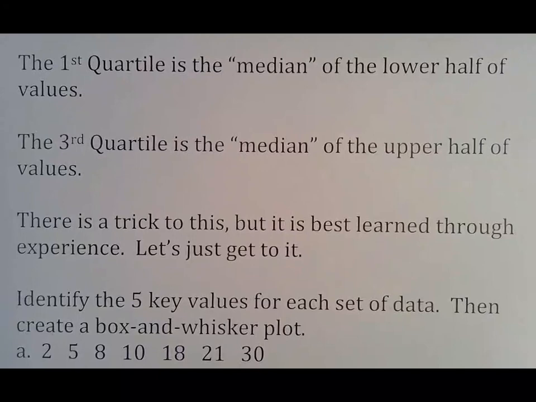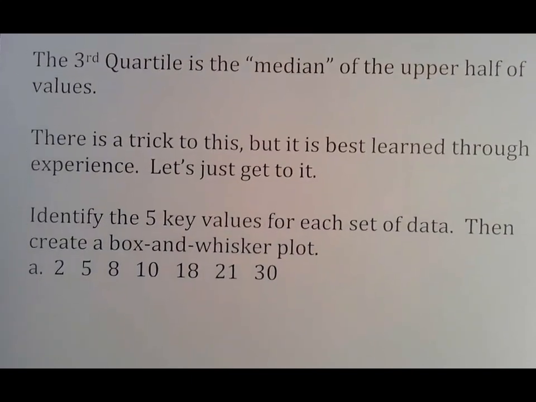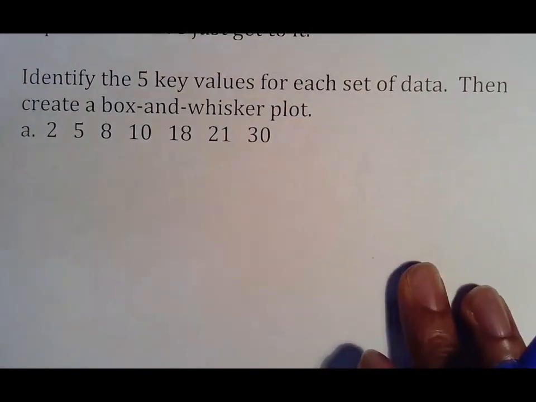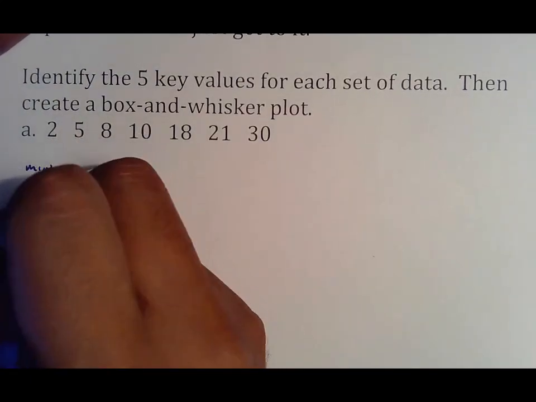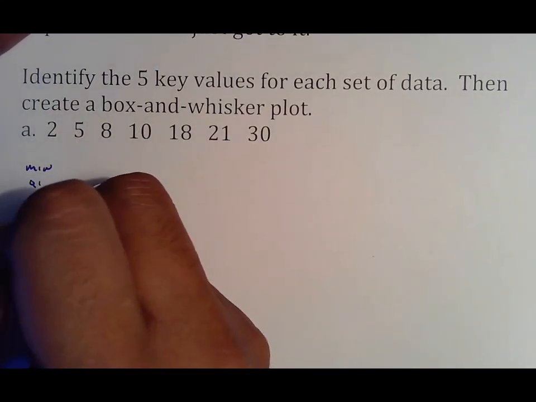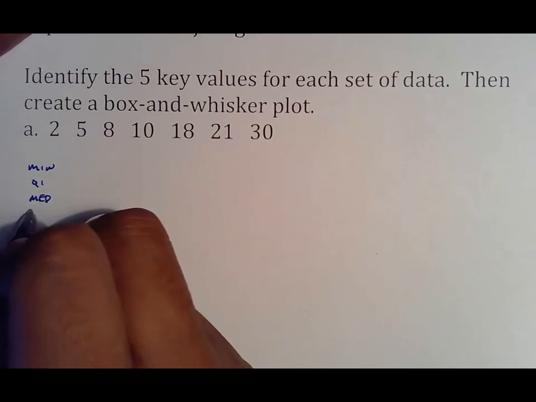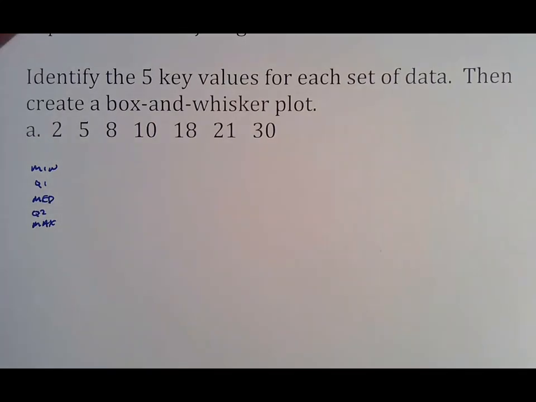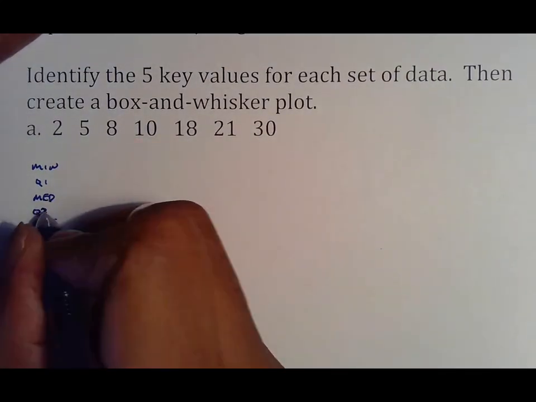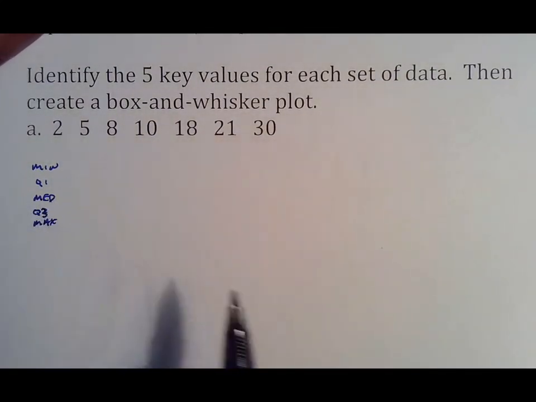So the first quartile is just the median of the lower half. The third quartile is the median of the upper half. There is a trick to this, but it's best learned through experience. So let's go ahead and get straight to it. Make 3 box and whisker plots and see how it goes. What you want to do is find the 5 key values first. So again, minimum, quartile 1, median, which is really just quartile 2, quartile 3, and max. Median is typically your second quartile, but it's actually the median.